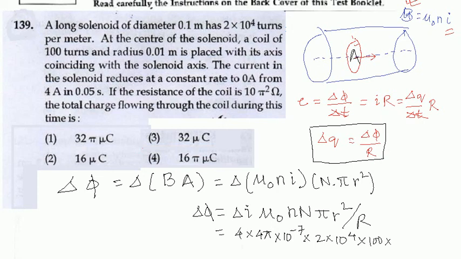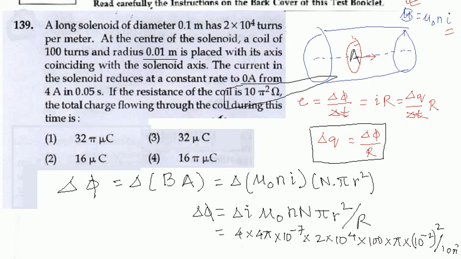Then once again for the area, this is pi, and the radius of the coil is 0.1 meter, that is 10 to the power minus 2 whole square, divided by the resistance of the coil, which is already given, 10 pi square.